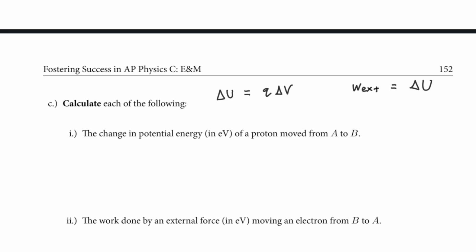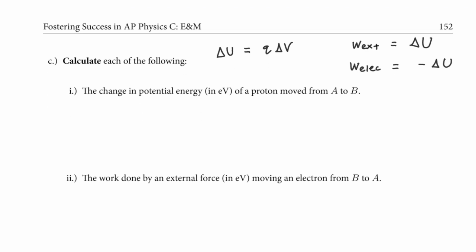Right? Any changes to your total energy have to be caused by external forces. And then internally, the work done by the electric field has to be opposite that, or opposite the work done by external forces. So if we just want the change in potential energy, a lot of times a delta approach works really well for this. So delta U is just equal to Q delta V, and it goes from A to B.